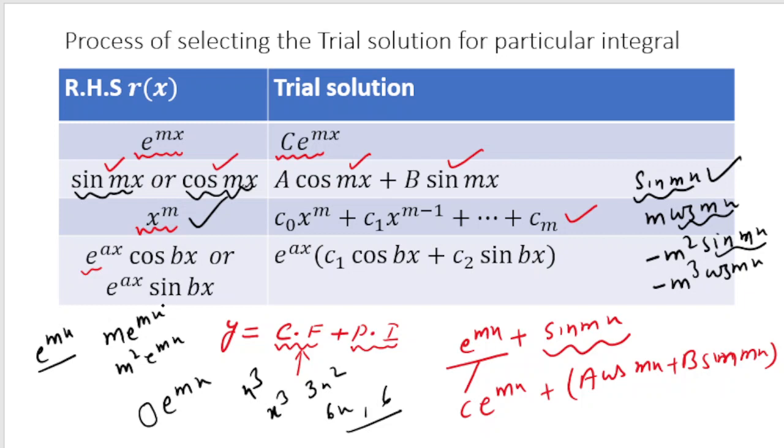Same argument can be given for this function also. In case you are getting confused, don't worry, I will take examples. What I expect from you is that you will remember that if the right hand side is like this, this is how the trial solution should be written.